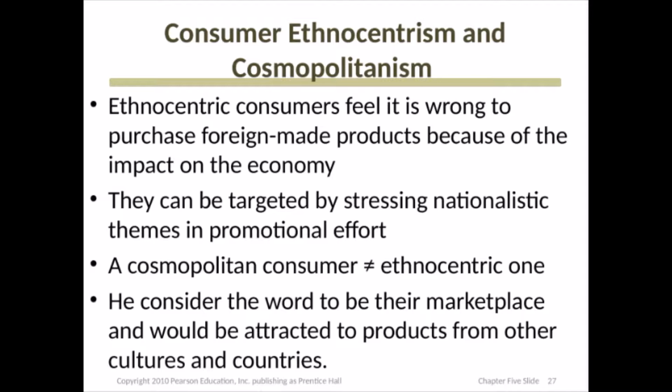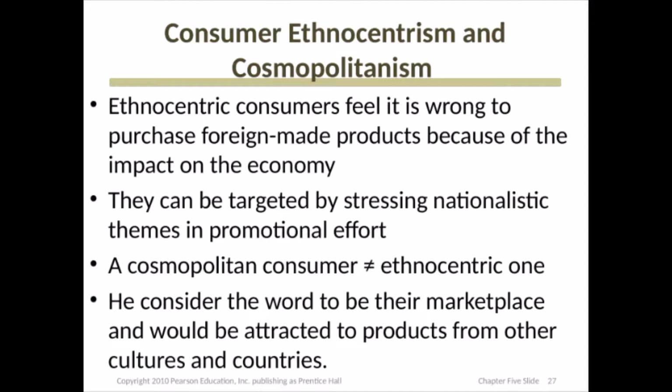ethnocentrism. الكونسيومرز اللي عندهم ethnocentrism، ethnocentric consumers موجودة عندك اهو على الشاشة. Ethnocentric consumers feel it's wrong to purchase foreign made products because of the impact on the economy. So they feel this is inappropriate or a wrong behavior to purchase products made outside the country because of the resulting economic impact on the domestic economy.